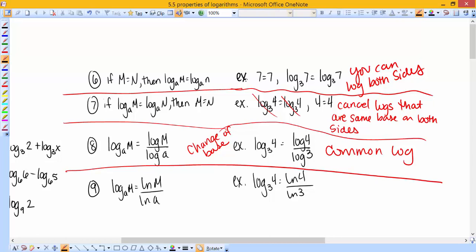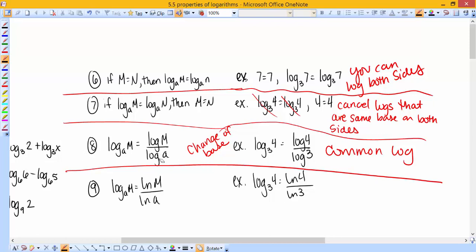All right, now the next one is pretty much the same idea again, that you can cancel the logs, but it's kind of the inverse of property 6. You could log both sides if you don't have a log there. Maybe it might make solving easier. Whatever you see that needs to be done when you're working through these, you're going to have to know when to use which property.